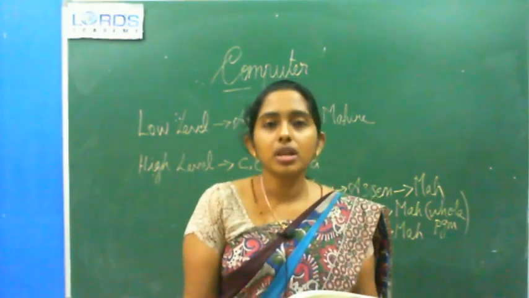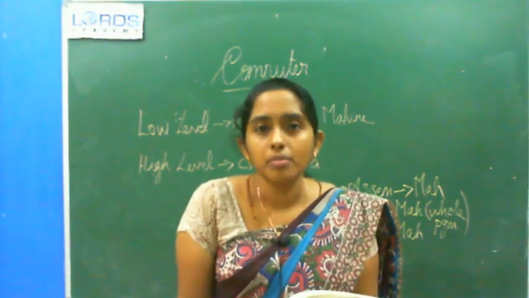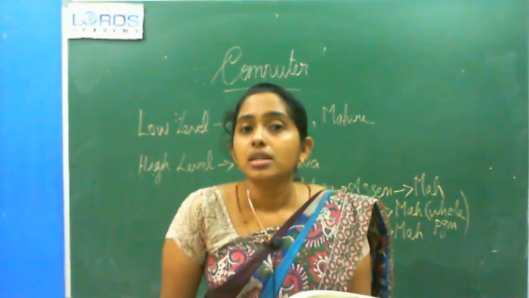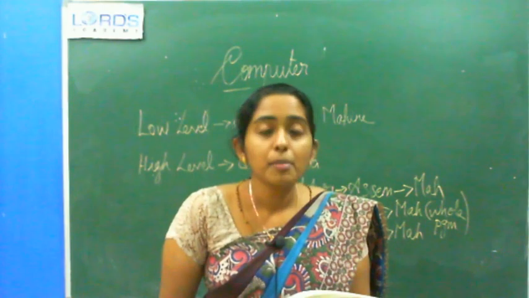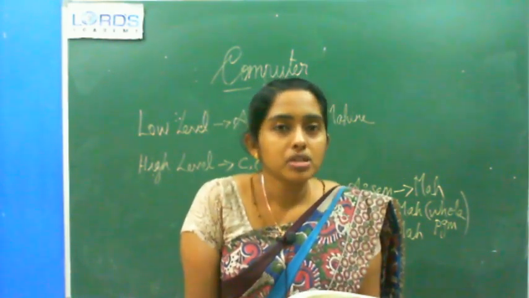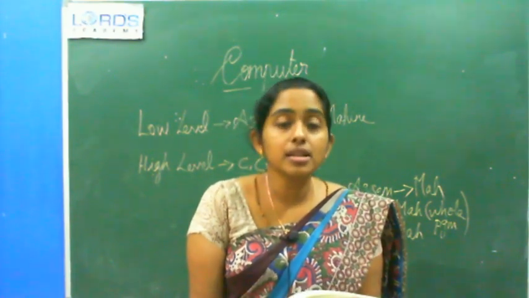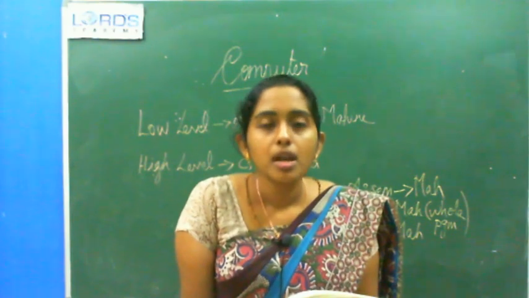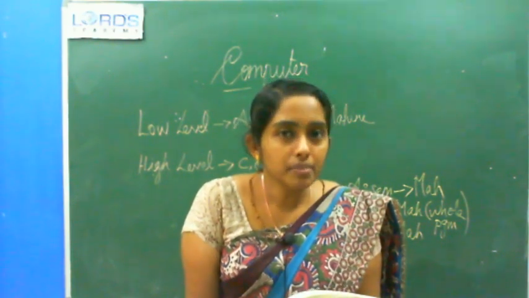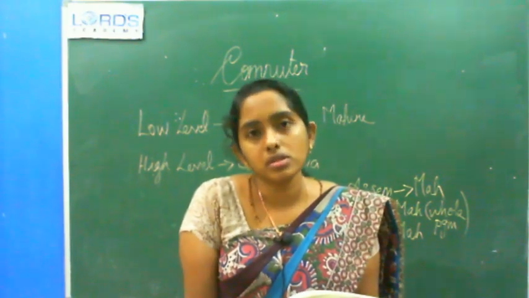So, these are the three translators: assembler, compiler and interpreter. Today we discussed types of software, mainly two types: application software and system software. And we discussed system software in detail. Mainly three types are there: operating system, utility programs and language processors.